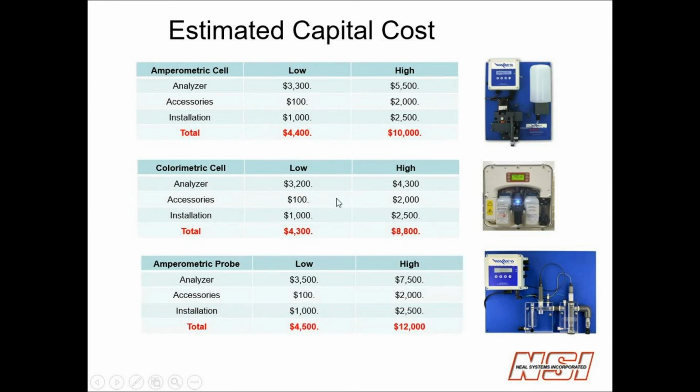The Amperometric Probe type analyzer, lowest cost I was able to find is $3,500, highest $7,500. Accessories, you can get pH probes to go in there. There's a lot of different accessories you can get for this, anywhere from $100 to $2,000. Installation is about the same as the others, and this one, from a capital expense part, is about $4,500 to install on the low side, $12,000 on the high side. There's a lot of different options you can get on the high side.